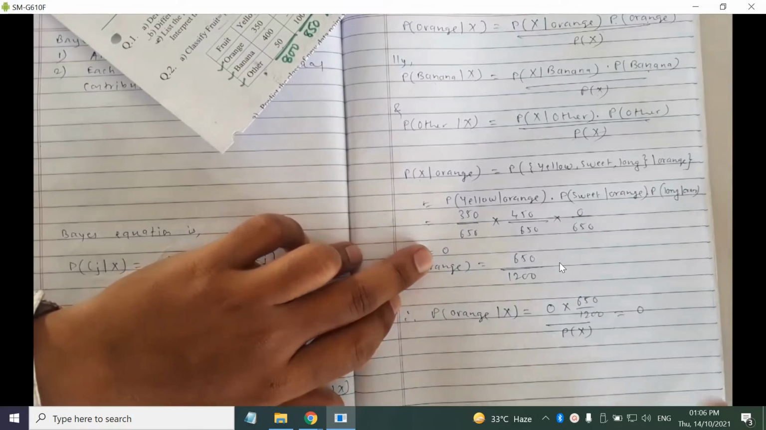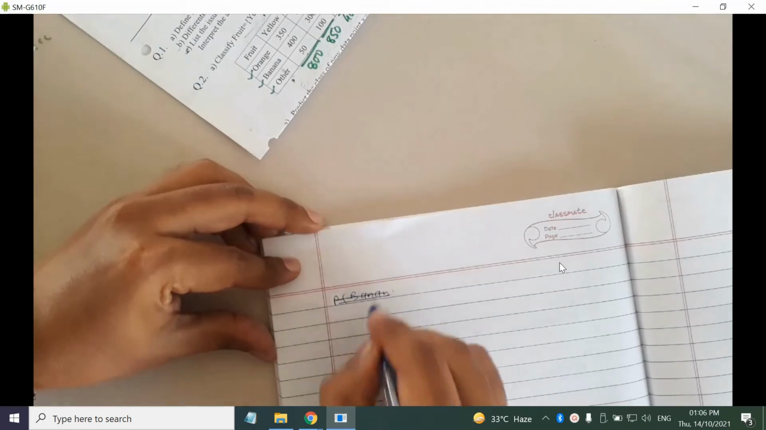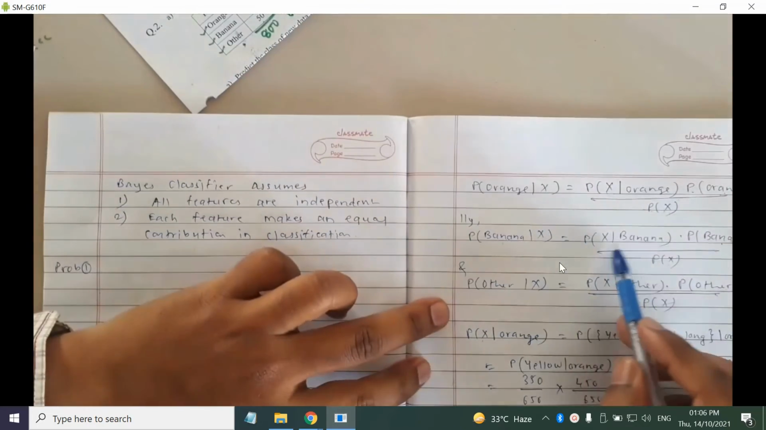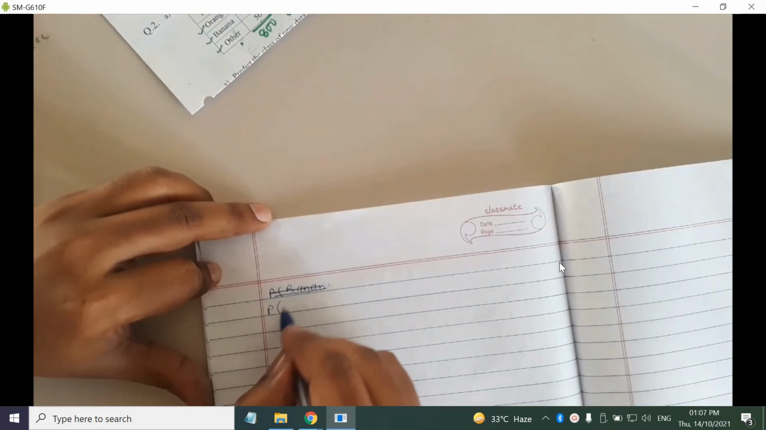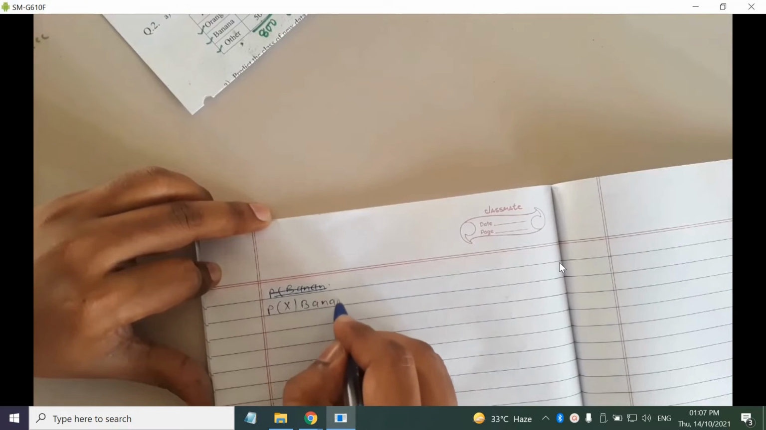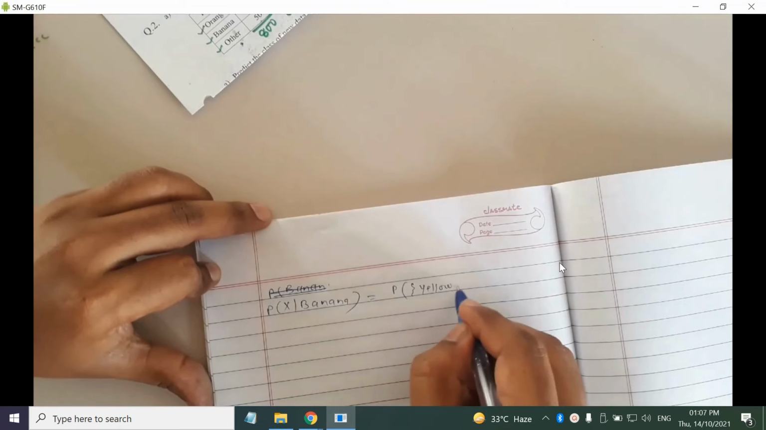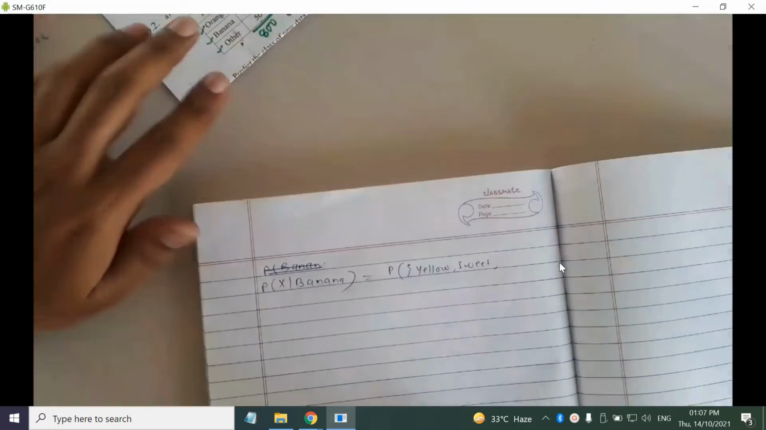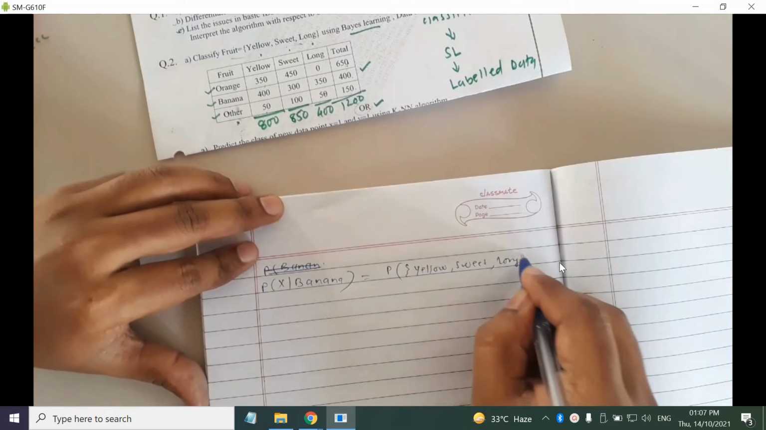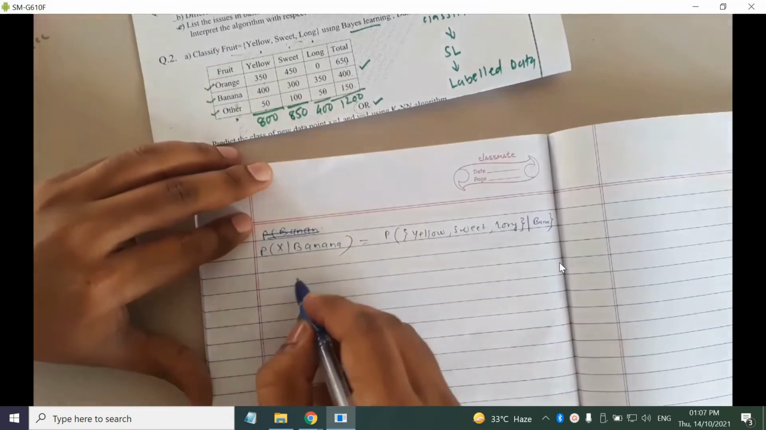Okay, then probability of banana. We'll first find out this value, probability of x given banana. And the x is actually yellow, sweet, long, given banana, right?